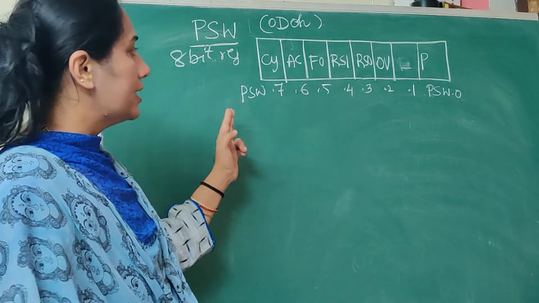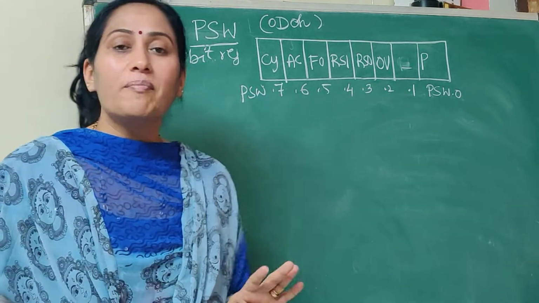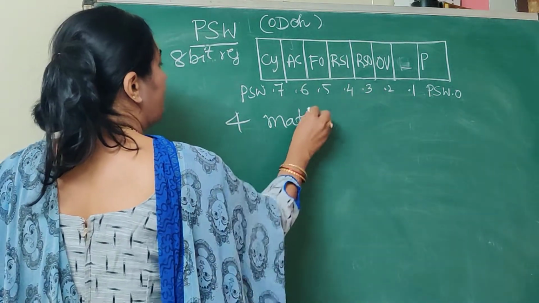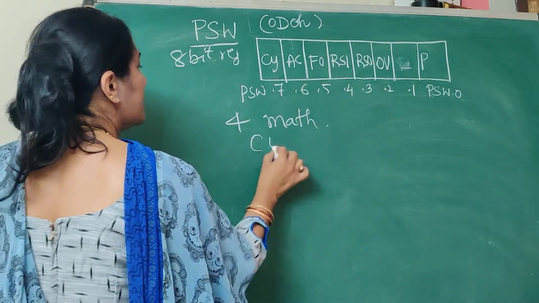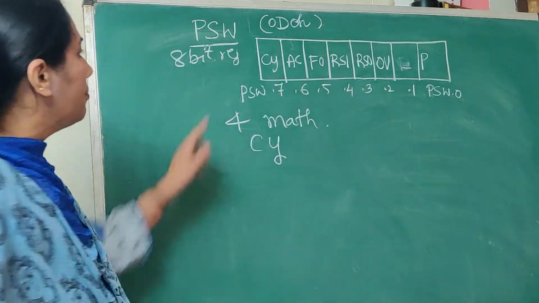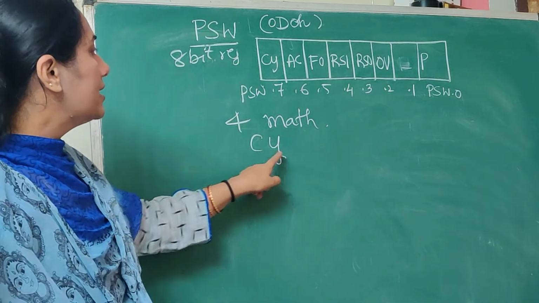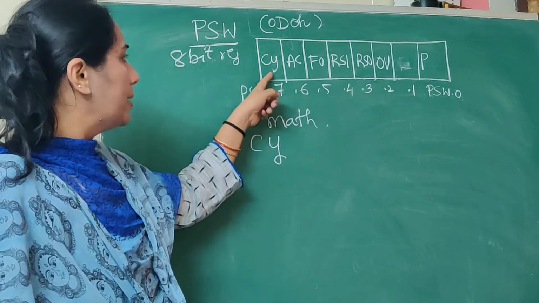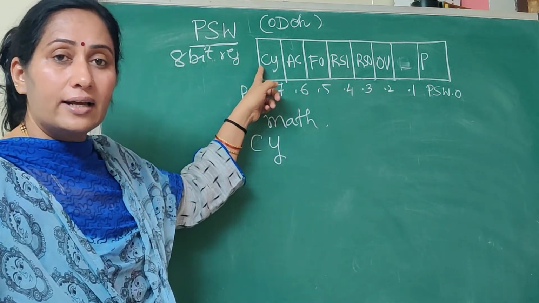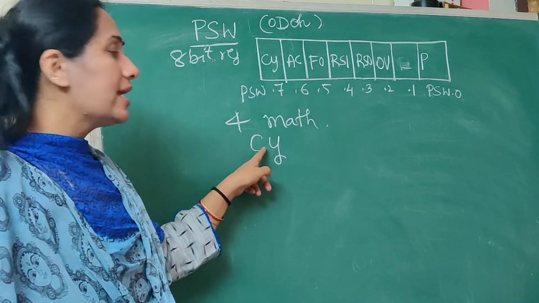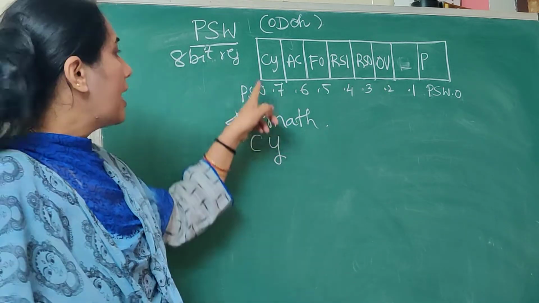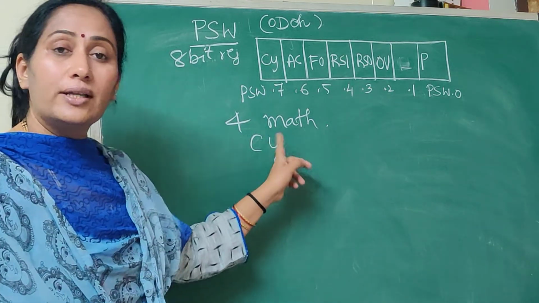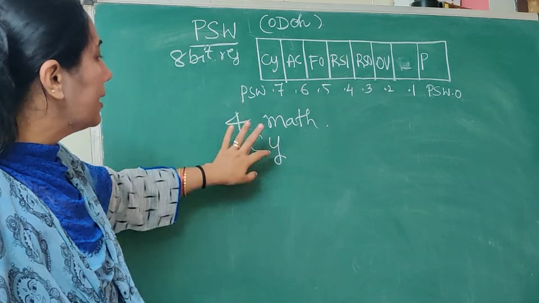This program status word is going to have 4 mathematical flags. What are those? One is the carry flag. You can see over here the MSB bit of the PSW is written as CY. It is called the carry flag. The same bit is used as the borrow flag in the case of subtraction. Carry is for addition, and the same flag acts like the borrow flag during subtraction. So this is the carry flag.